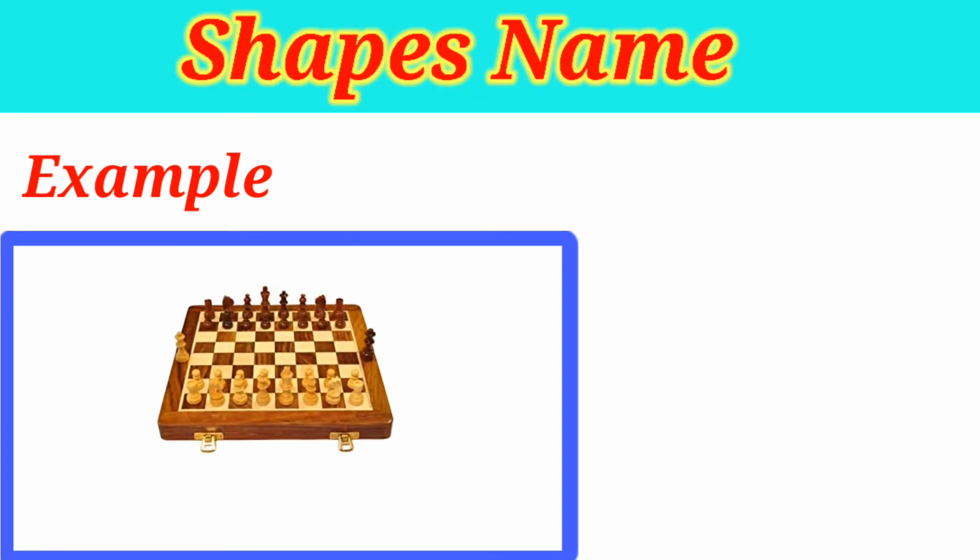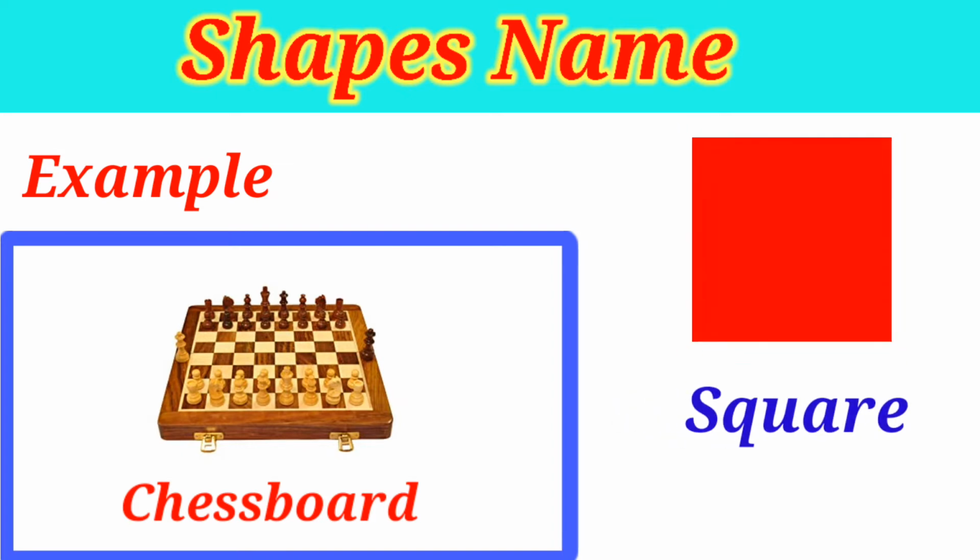Children, what is this? This is a chessboard. The shape of the chessboard is square. जिसको हम हिंदी में बोलते हैं वर्ग.